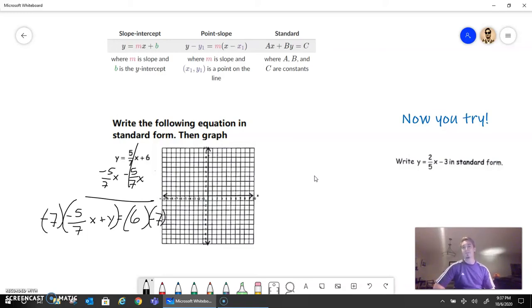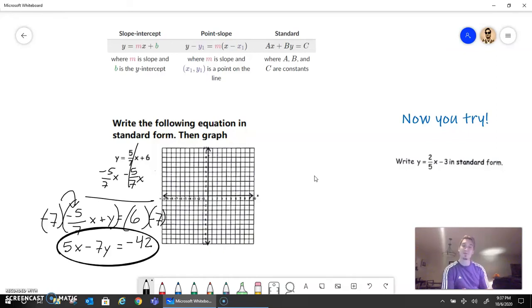If I multiply both sides of this equation by negative 7, when I just use the distributive property right here, what do I get when I multiply negative 7 times negative 5/7? The 7's cancel out and the negative cancels out. I'm just left with 5x. Now, what is negative 7 times y? That's negative 7y. And what is 6 times negative 7? It's going to be a negative value. And what is 6 times 7? 42. So we're going to get negative 42. All right, so now I have it in standard form.